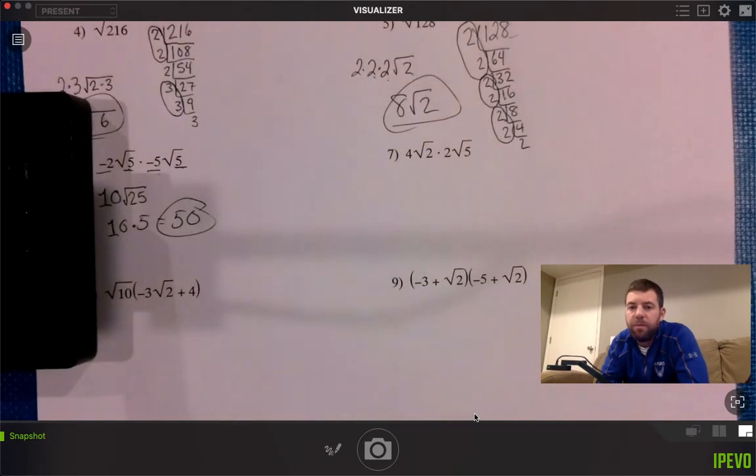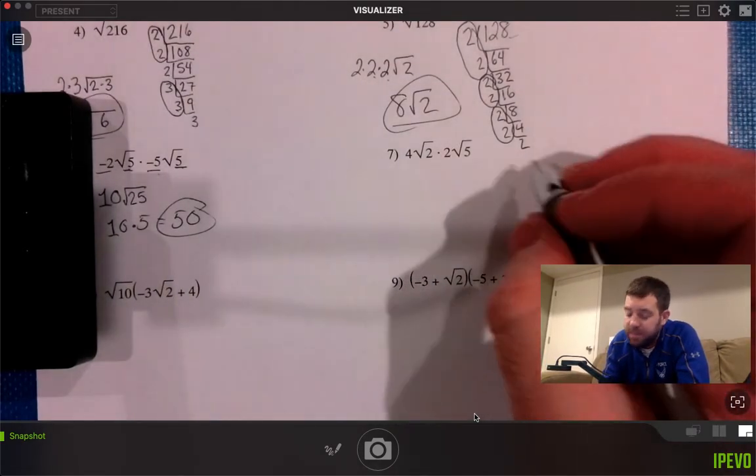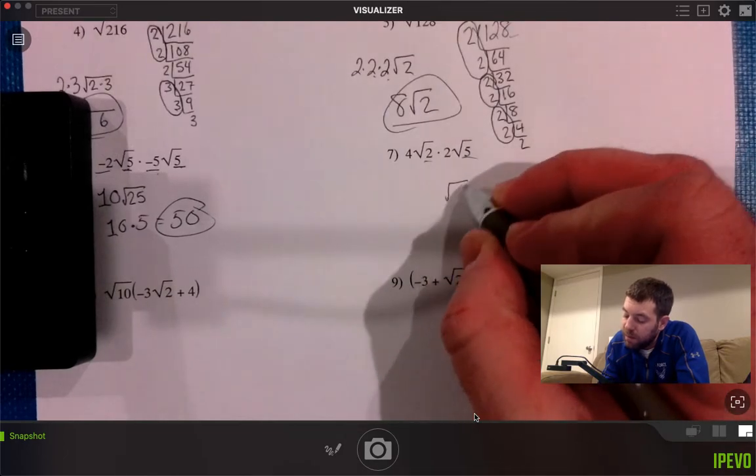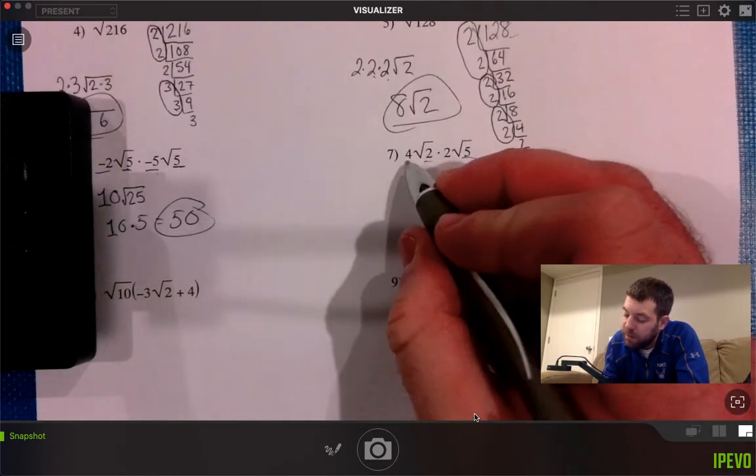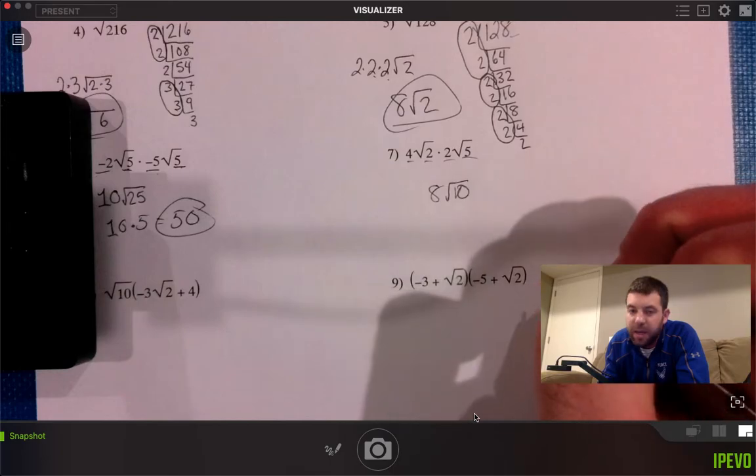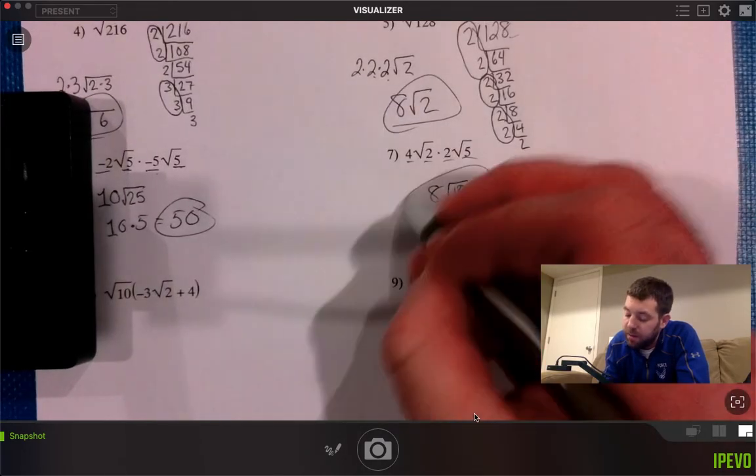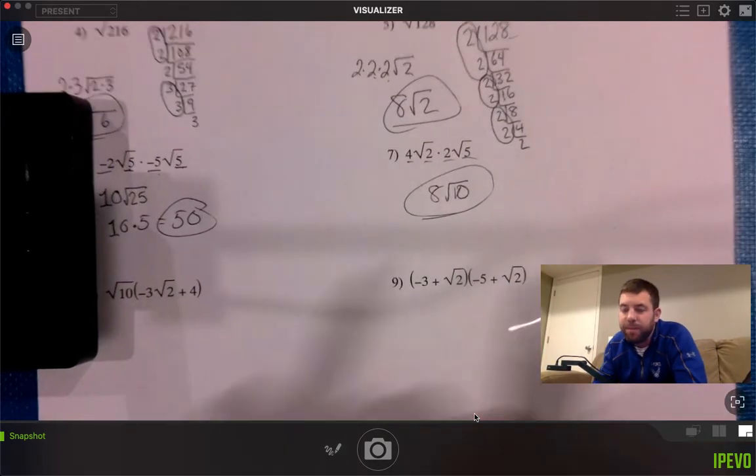Here's another one. Outsides times outsides, insides times insides. So 2 times 5 will give me radical 10. 4 times 2 gives me an 8. 10 can't break down. That's my answer.